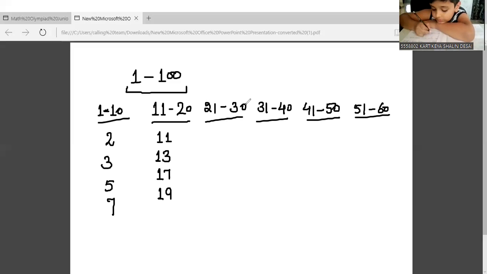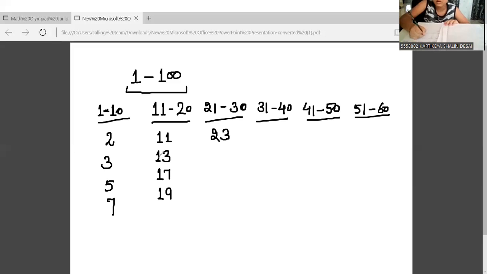Now coming to 21 to 30. What about 21? Is it a prime number, Amika? No. Why? Because it is divisible by 7 and 3. It is divisible by 7 and 3. Is it fine, Kartike? Karthik, yes. Sit properly, please. So 21 is not a prime number. Okay, 23.